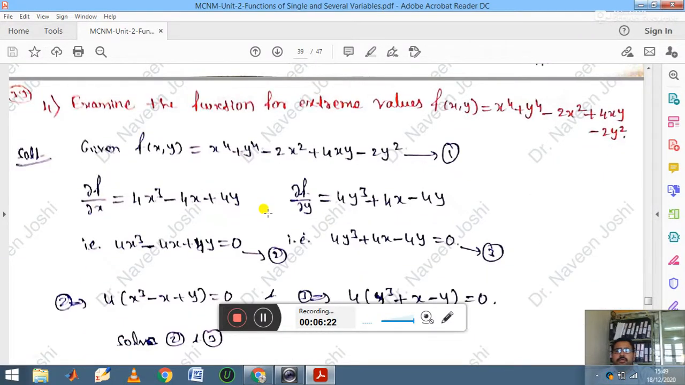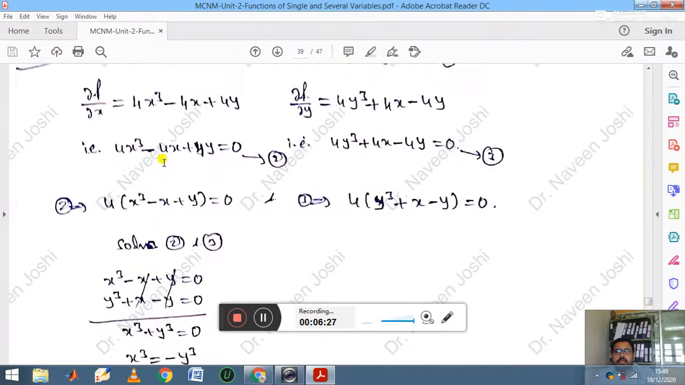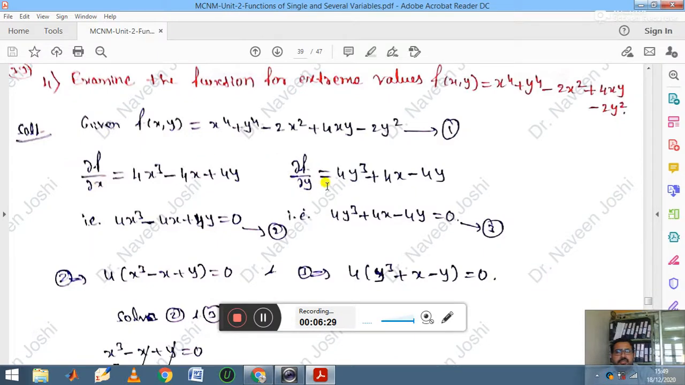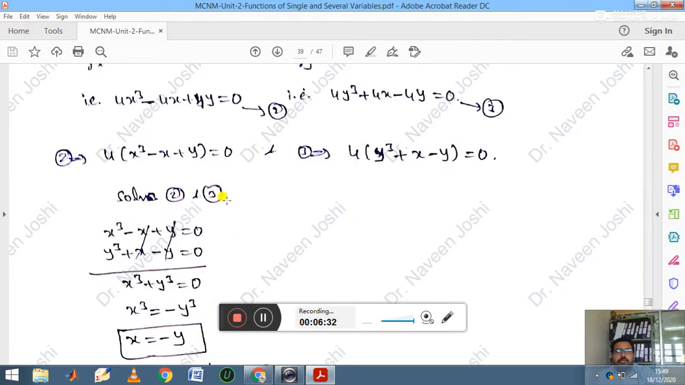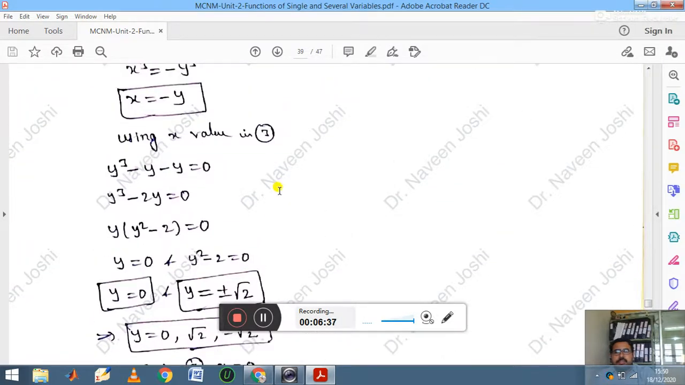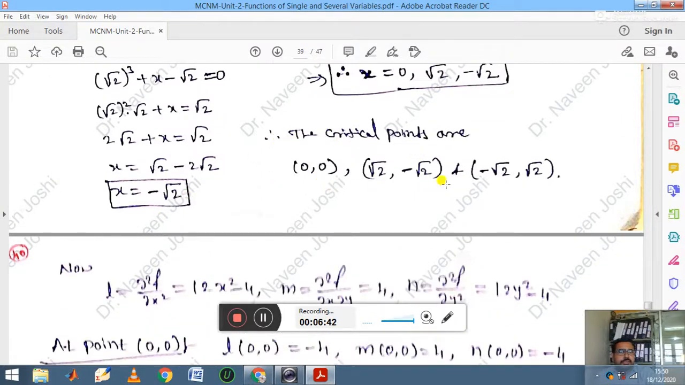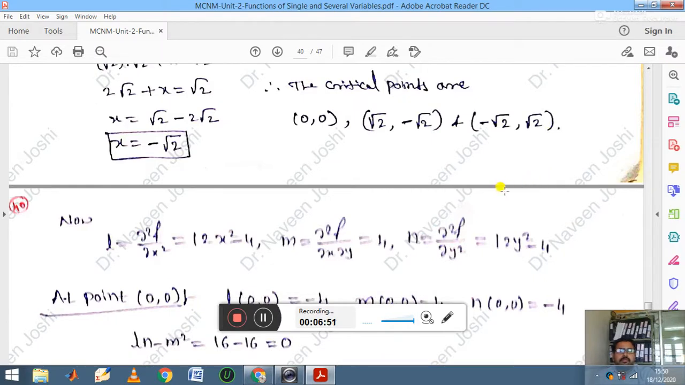In a similar way, please try to understand the fourth example. In the fourth example also you are finding the first derivative and equating it to 0. Solve the two equations so that you are getting the corresponding x and y values. Here also you are getting three sets of points: 0 comma 0, minus root 2 comma minus root 2, minus root 2 comma root 2. So you check one by one: what are the results for the first set of points, for the second set, for the third set, and so on.